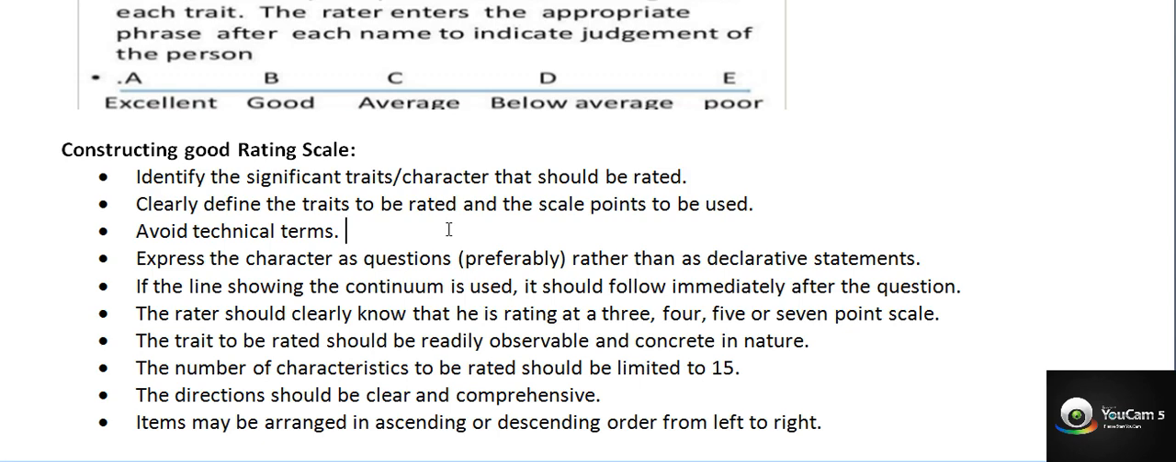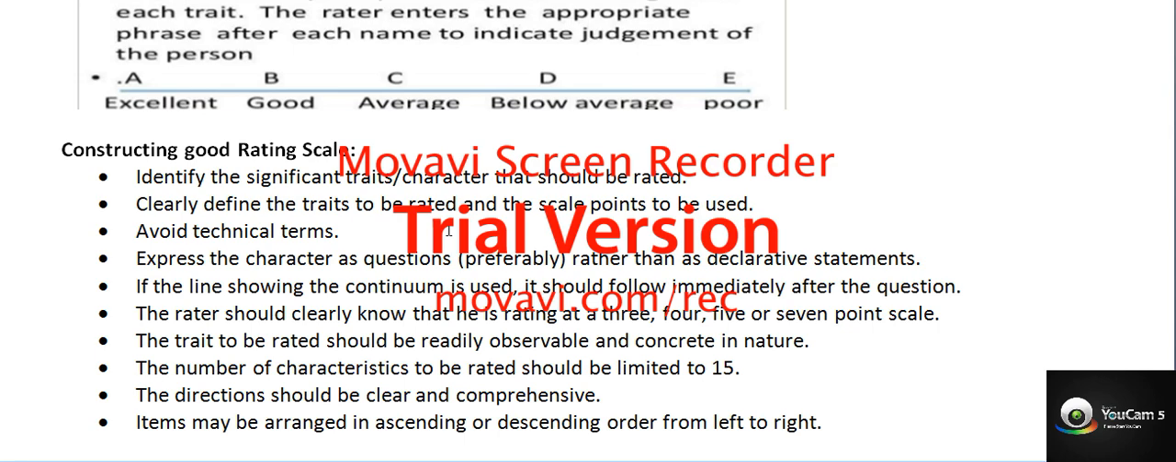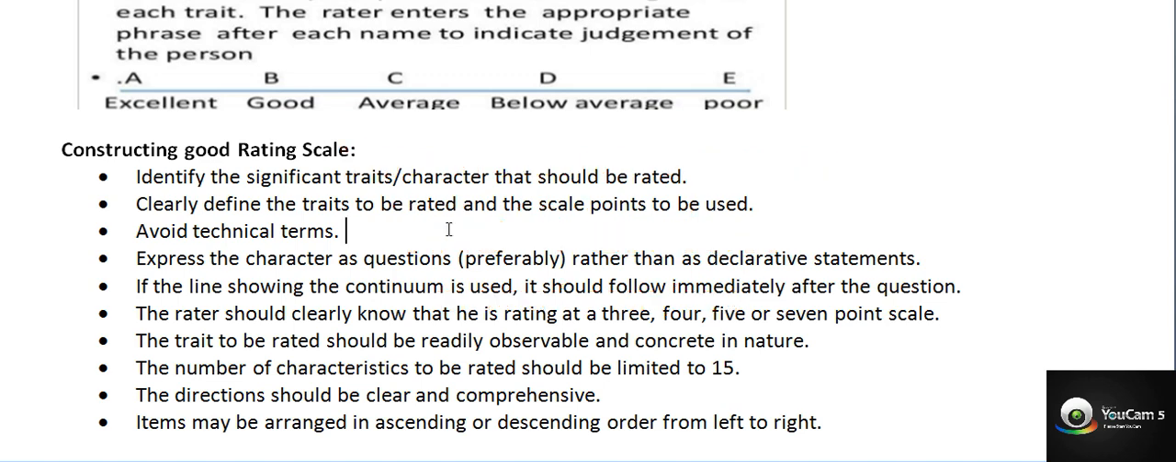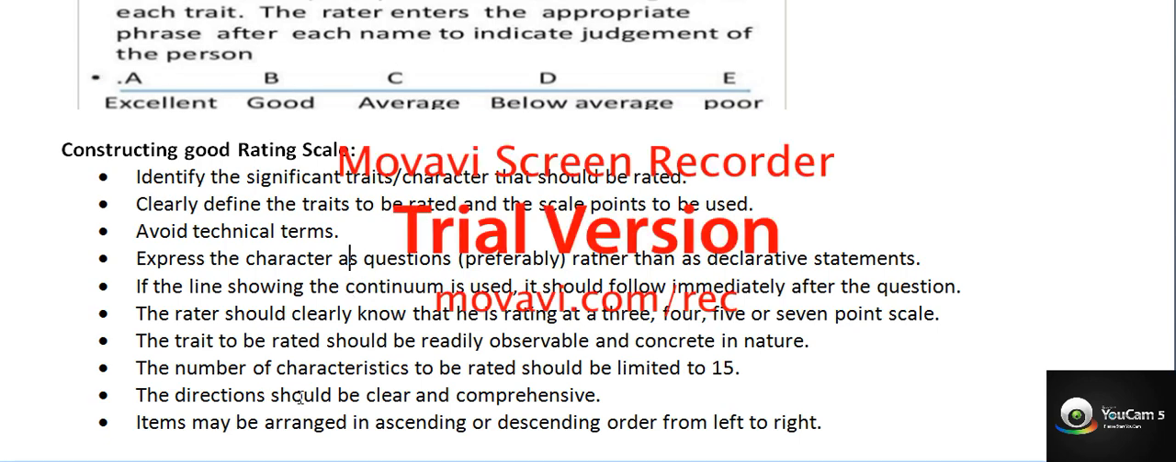Avoid technical terms. Express the character as questions rather than declarative statements. So when you make a rating scale, you can use a question form rather than declarative statements. Instead of a plain statement, you can use a question form in the rating scale. If a line showing the continuum is used, it should be placed immediately after the question.